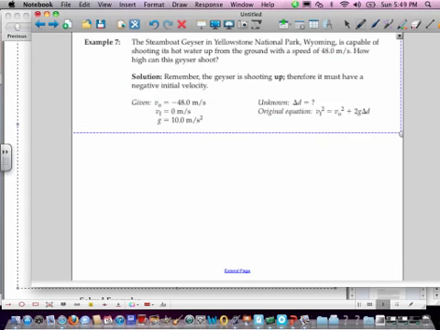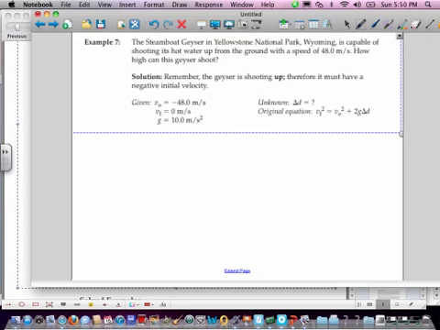All right, number 7: the Steamboat Geyser in Yellowstone National Park, Wyoming is capable of shooting its hot water up from the ground with a speed of 48 meters per second. How high can this geyser shoot? Well, let's think about it. We're trying to shoot it up in the air.